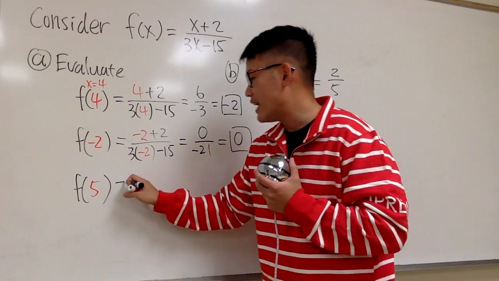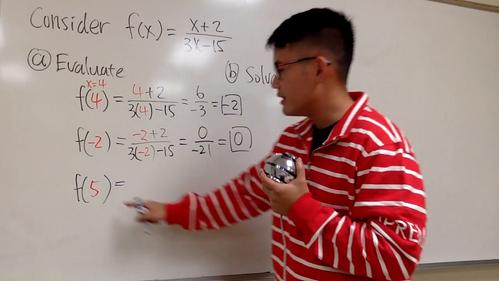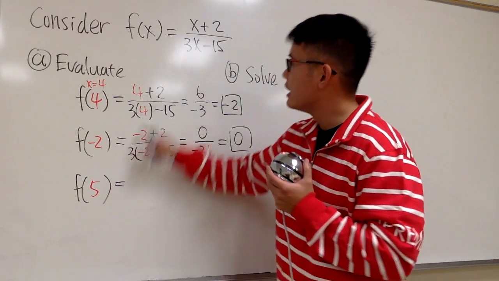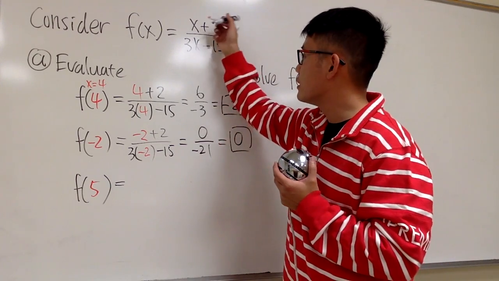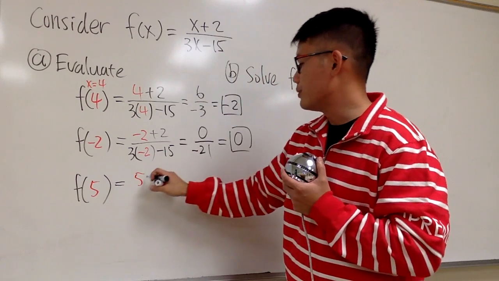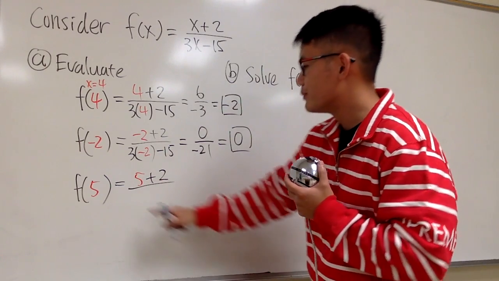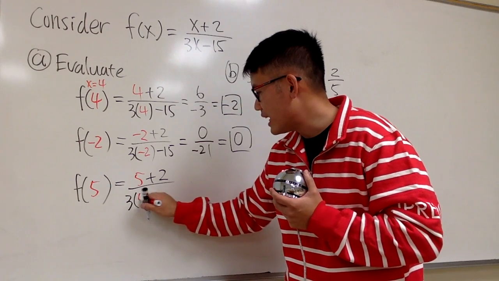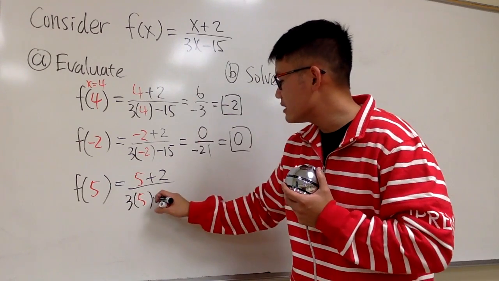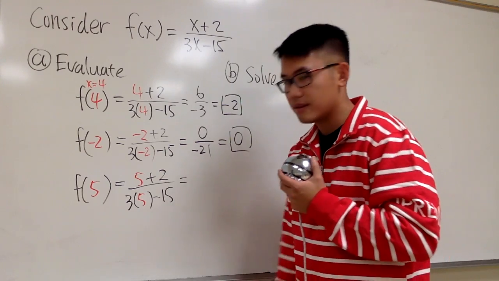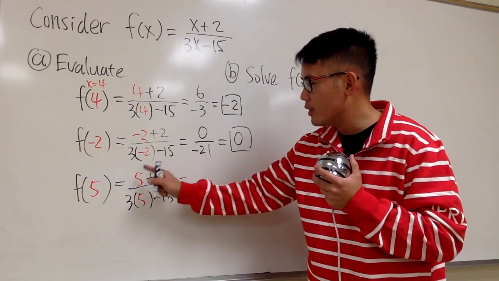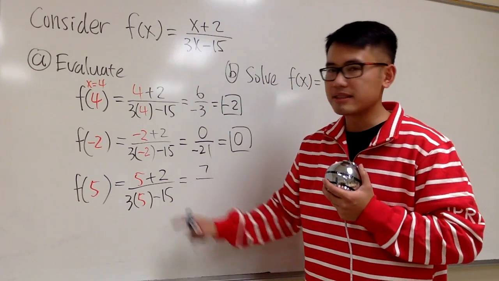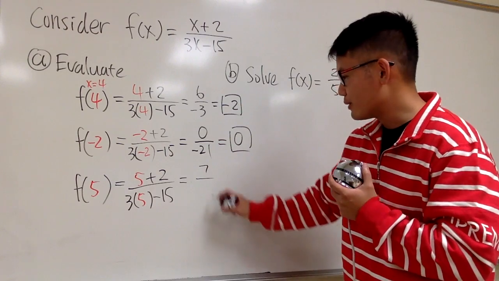At the end, f of 5. And once again, this right here means x is equal to 5. This right here means we plug in 5 into this x and that x and work it out. So we have 5 plus 2 over, we plug in 5 into this x as well. Let's see, 3 times 5 minus 15. On the top, what do we get? 5 plus 2, that's 7, over 3 times 5 is 15, minus another 15, we get 0, right?